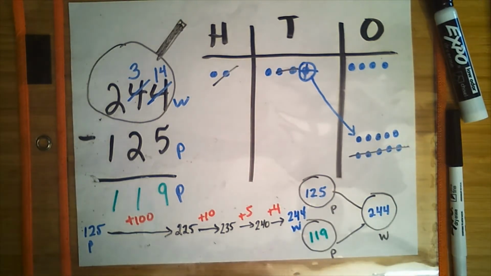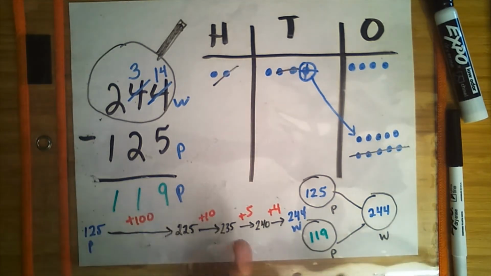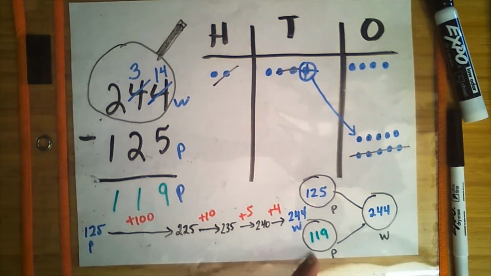Which way was easier? For me personally, it was easier to have 100 jumps and then 19 jumps. But if you need help with smaller jumps like this, it's totally okay. I have 100 jumps, 10 more jumps, that's 110. Plus 5 more jumps, that's 115. Plus 4 more jumps, that's 119. My missing part is still correct.